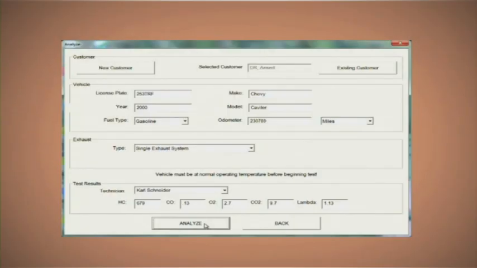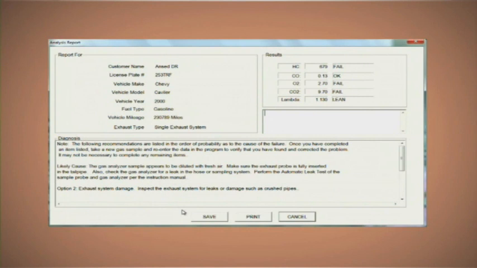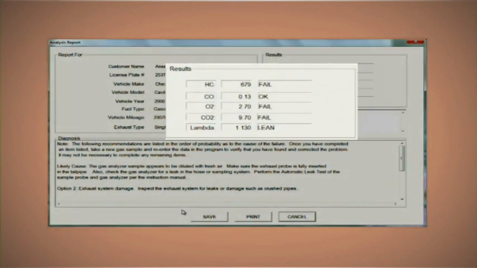Our hydrocarbons were 679. Our CO levels were 0.13. Our oxygen levels were 2.7. Our CO2 levels were 9.7. Our lambda calculation was 1.13. The Ansed calculator came up with an analysis on this. The results were hydrocarbons has failed on this vehicle, along with the oxygen and the CO2 levels.